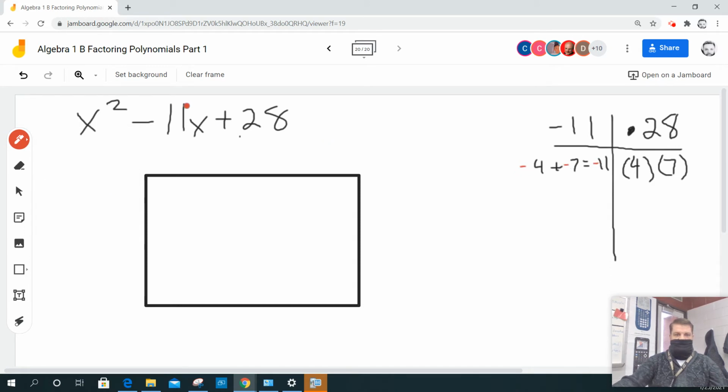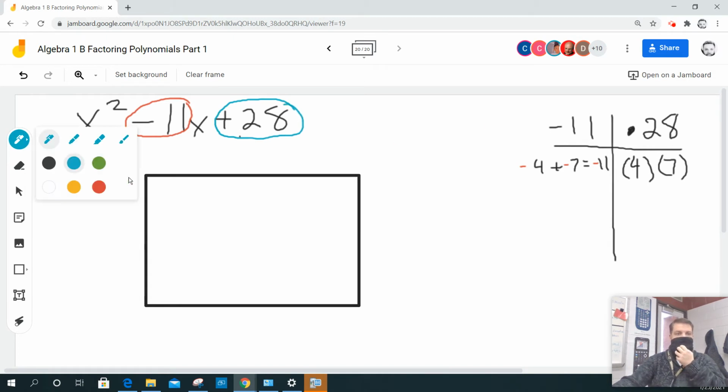Now, why am I worried about negative 11? That's the middle term. Why am I worried about 28? That's the last term. So by making the 7 and 4 negative, yep, negative 4 times negative 7 is a positive 28. So I did all this work because I'm going to guess and check.